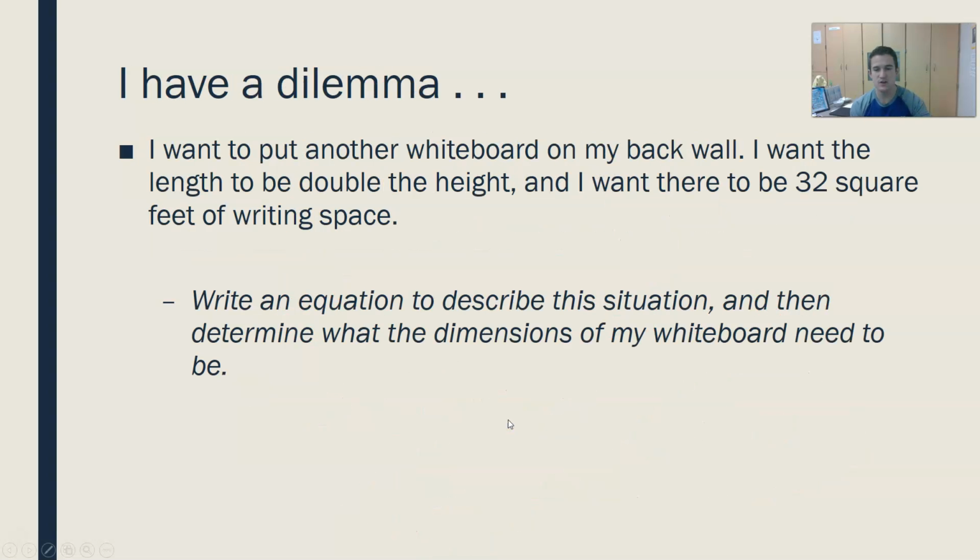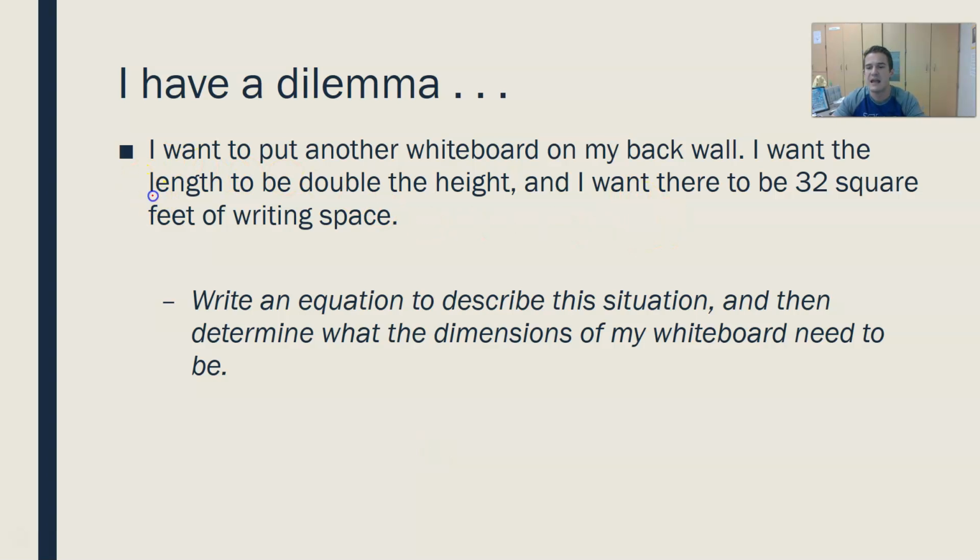Okay, let's look at another example. I have a dilemma. At the back of my classroom, I've been wanting to put another whiteboard on my back wall. Occasionally, the school gets whiteboards from like USU, whiteboards that they're not going to use anymore, and I've been wanting to put one on my back wall. But I have some criteria I want to meet.